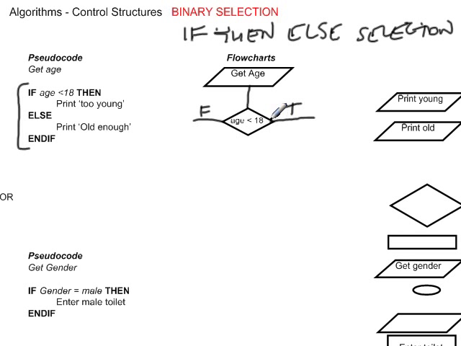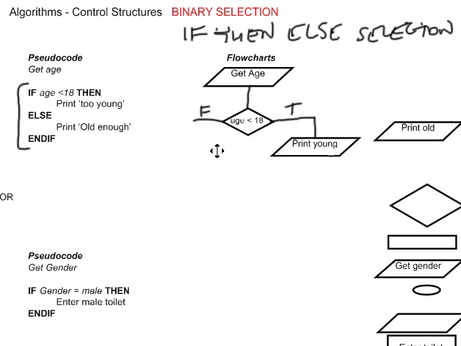So if age is less than 18, such as 15, it's going to go off here and do the first one, which is too young. So the age is less than 18, it's going to do too young. So we grab the too young, which is here, and we're going to put that in there. If the age was over 18, it's going to do the second condition, which will be too old.